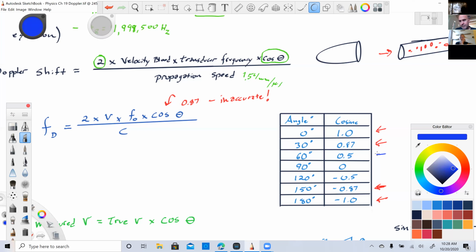At 60 degrees, we're now at, instead of 0.87, we're at 0.5. Let's put that in brackets there. Now, our accuracy is literally half. What does that mean? If I put a 0.5 in the numerator rather than a 1, for Doppler shift, that's fine. Let's do Doppler shift. The Doppler shift would be 1/2 of what it really should be. So now that's even more inaccurate.